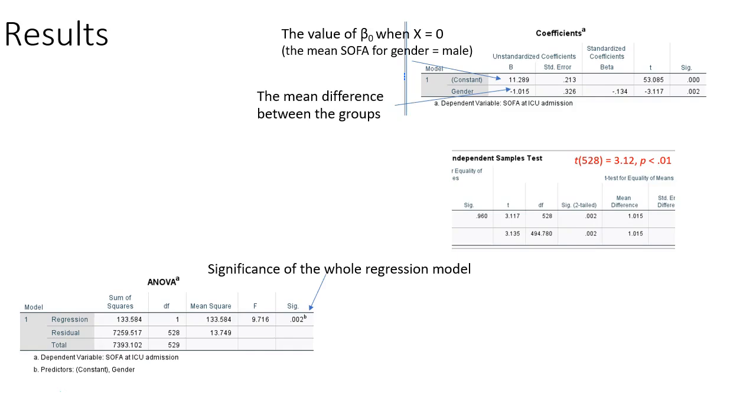As you increase on x by every 1 unit increase, and there's only 1 unit to go here, it's the expected change in the outcome variable. So as you move from 0 to 1, or from males to females, the expected change is a reduction of 1.015 points.